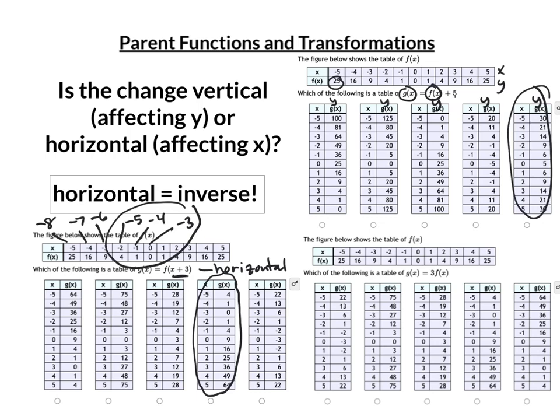And the last one, f of x is y, g of x is y. I'm taking my old equation. I'm going to multiply every y value by 3. So when I look at my original table, I'm going to multiply by 3. So 25 becomes 75. I'm looking below for a 75, and I only see 1. So y was being affected, and y got multiplied by 3.